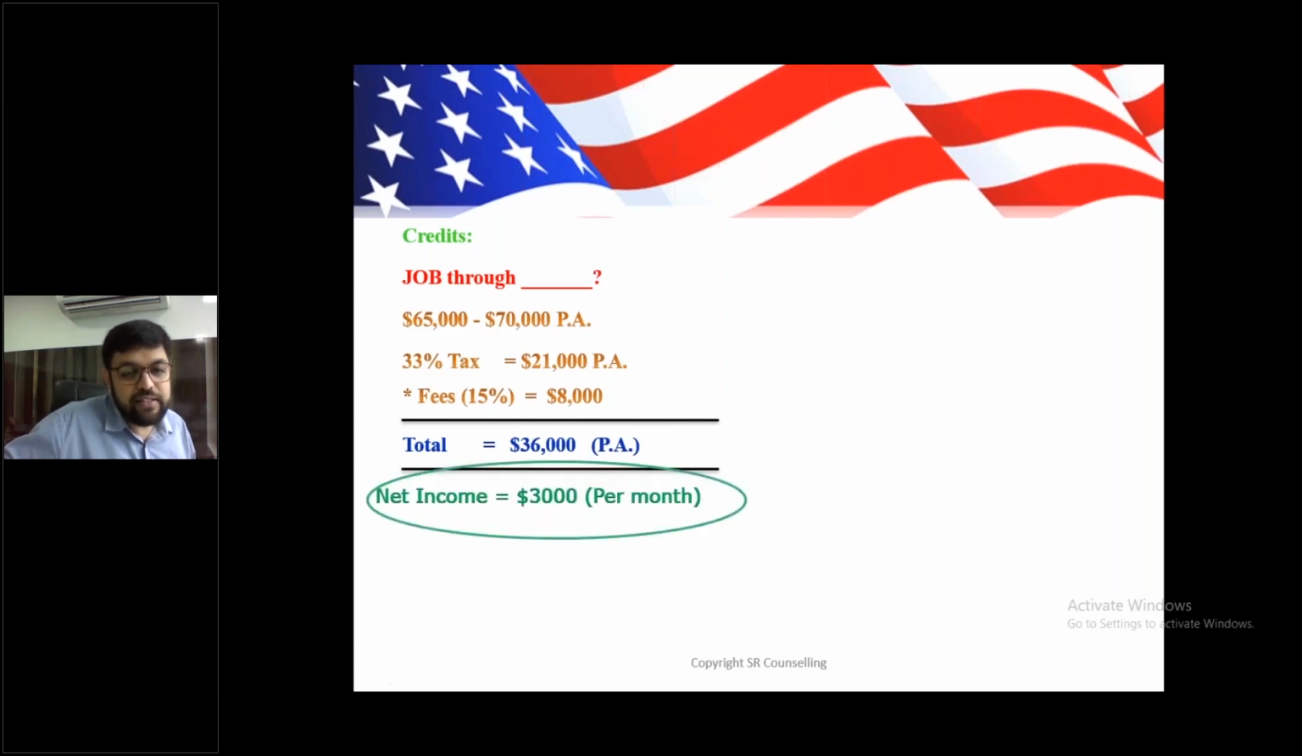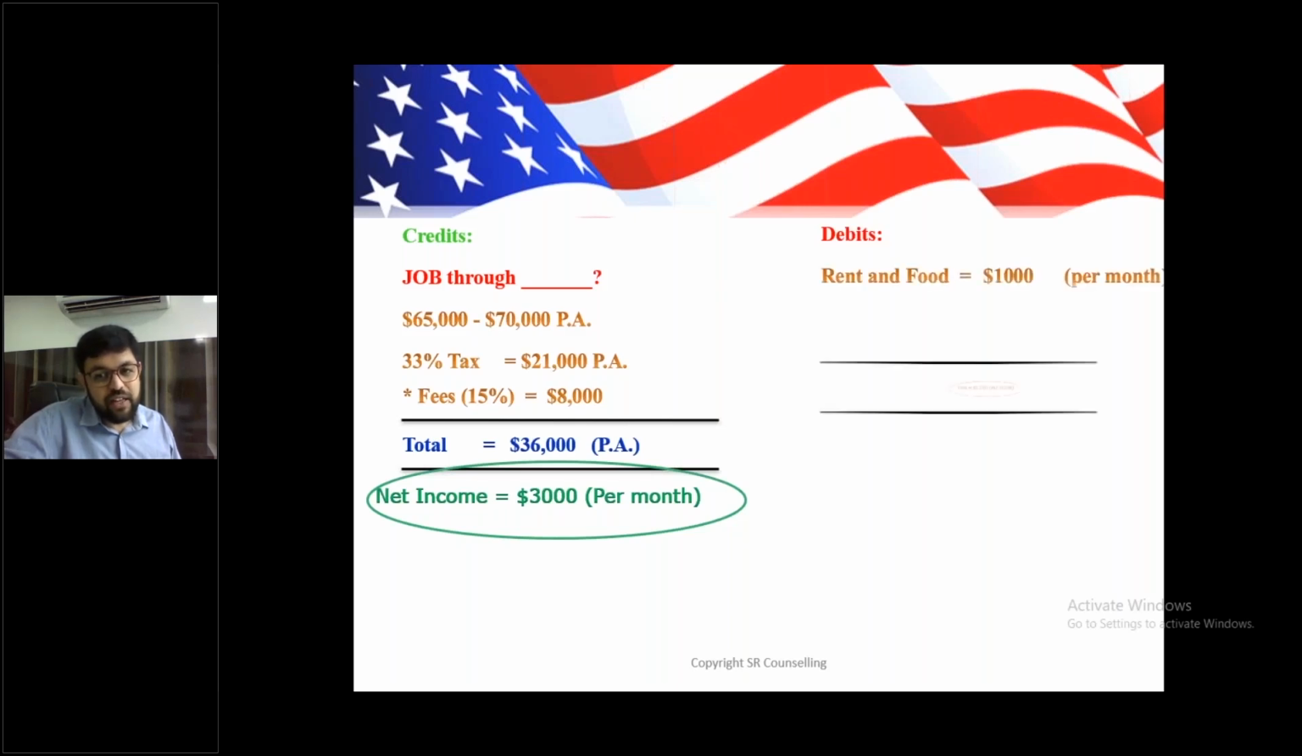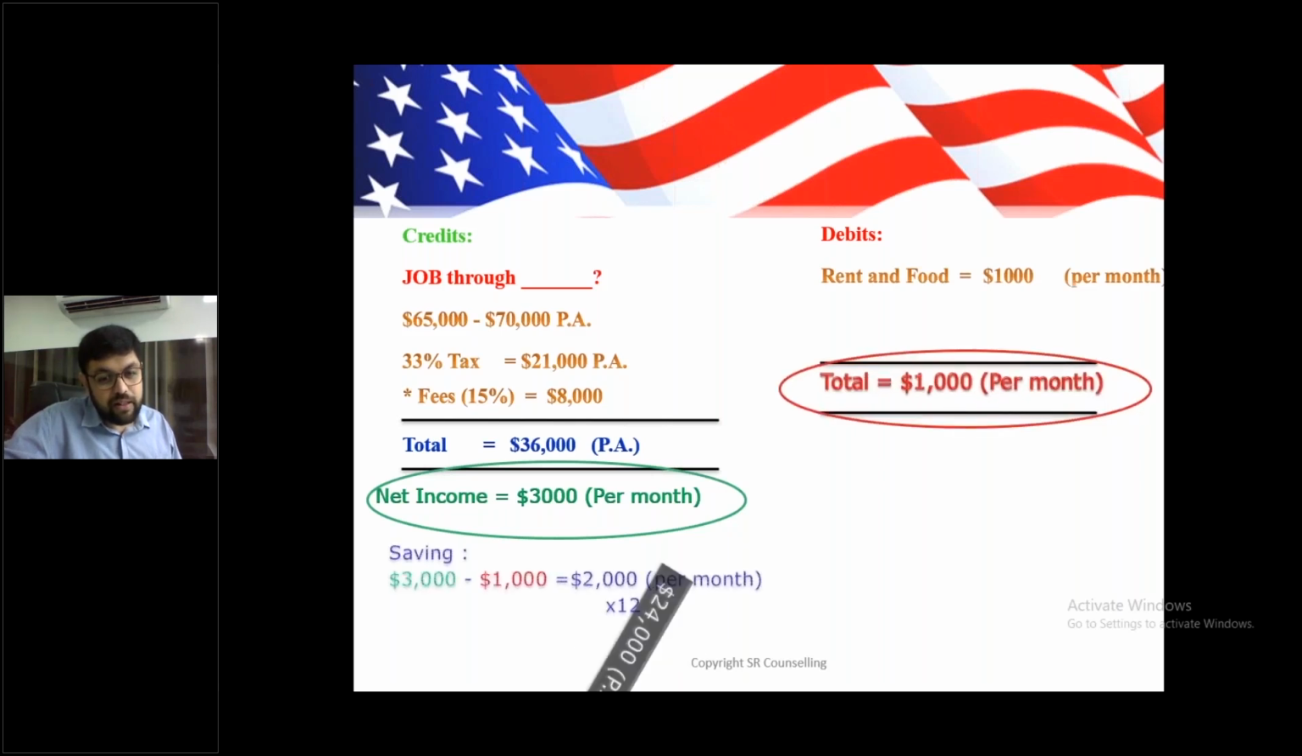So if you are saving $36,000 per annum, your saving per month would be $3,000, and now you can choose to live an average lifestyle, not a very luxurious one, and spend $1,000 a month. Still, you can save $2,000 a month, which is approximately $24,000 a year. Still quite good, guys, compared to what you can earn in India. And I think this is a very good amount.